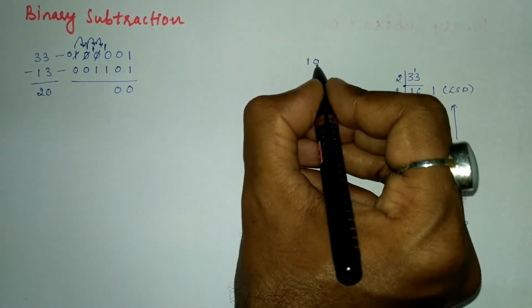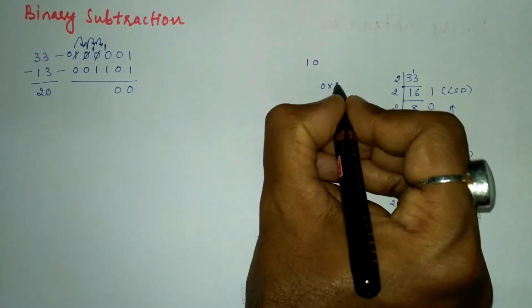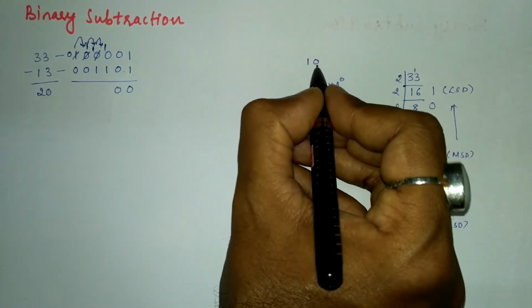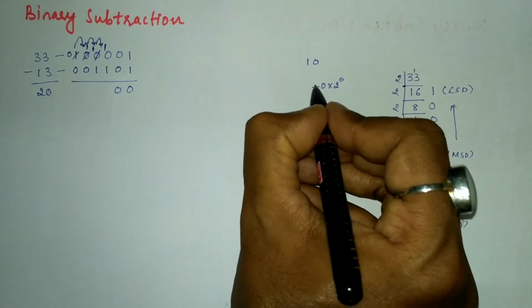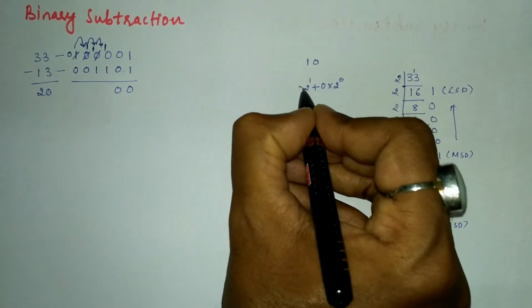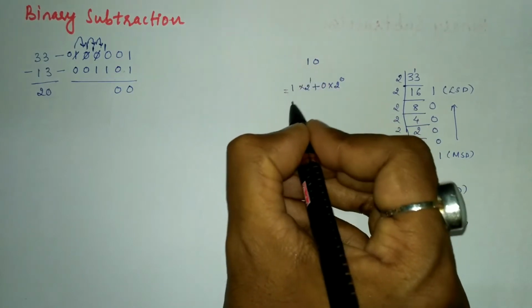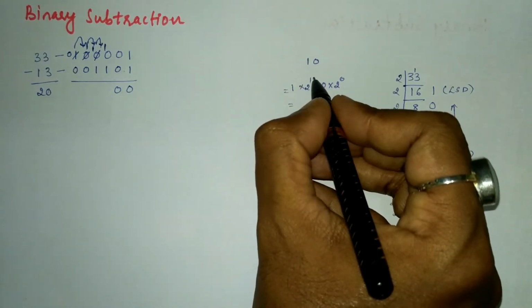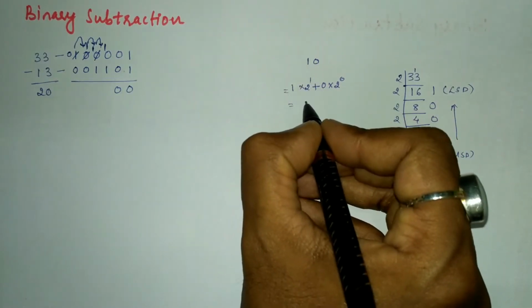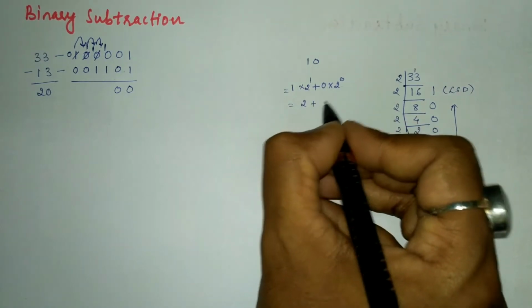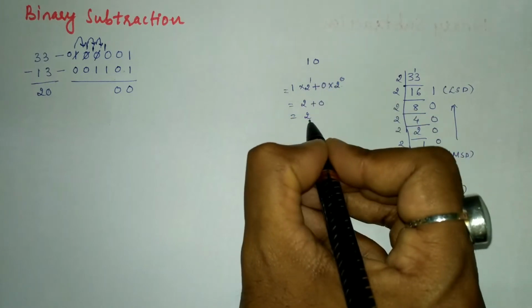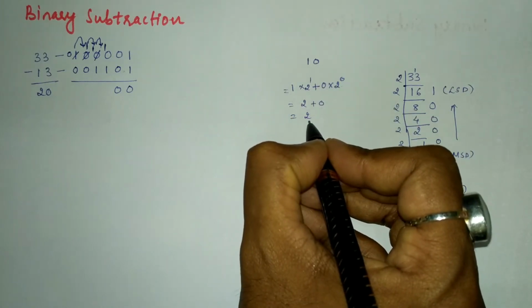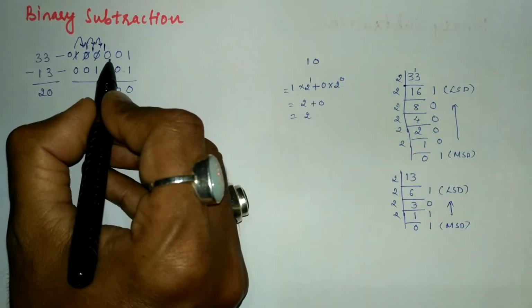How am I going to prove it? So here I'll write 0 into 2 to the power 0 because the positional weight of this 0 is 0, and 1 is 1. I'll write plus 2 to the power 1 into bit number 1. Now let us further simplify. 2 to the power 1 is 2. 2 ones are 2 plus 0 into anything is 0, is equal to 2. So here the binary digits 1 0 represent 2.